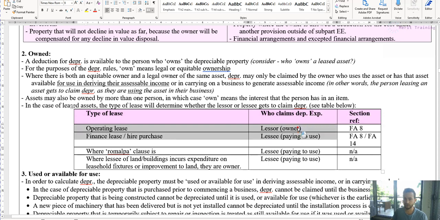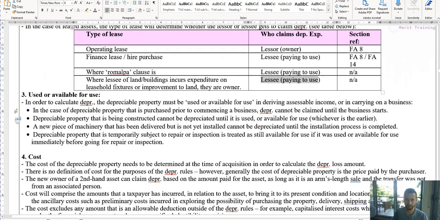Typically, the owner, well, it depends what kind of lease it is, but if it's just renting a building, the owner who paid money for the asset would get to claim it. However, if you are renting the business as the lessee and you decide to put up air conditioning, for example, and you pay for that air conditioning, you are the owner of that air conditioner. You get to claim depreciation just of that asset, not of the whole building, just that particular asset that you've paid for. Section references are over there if you need them.